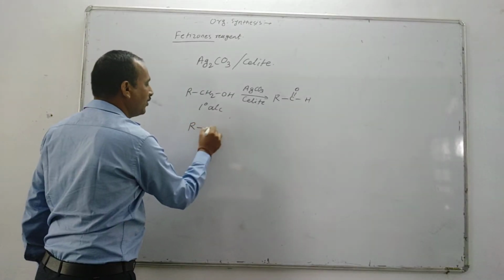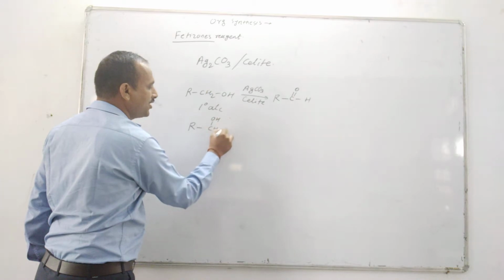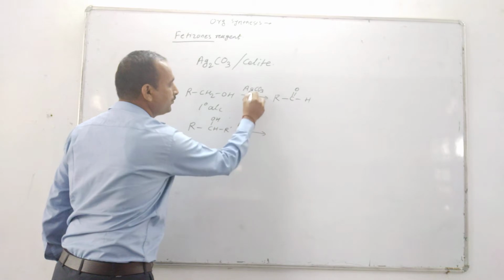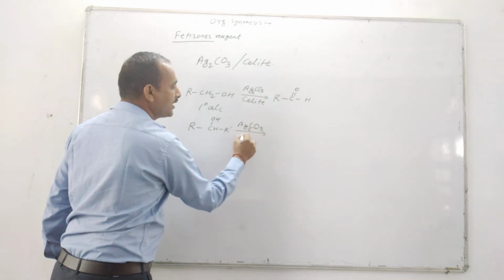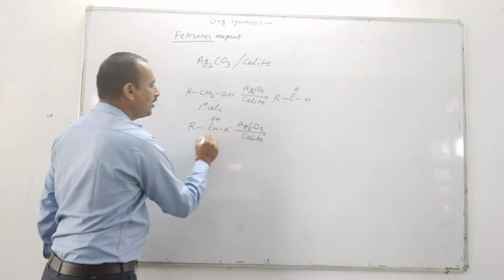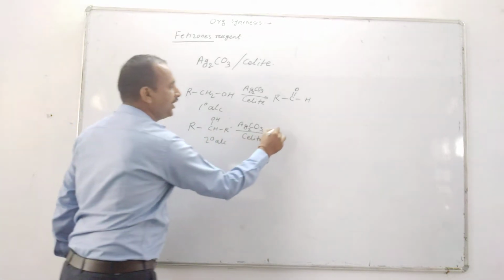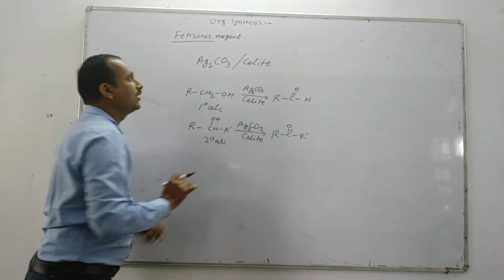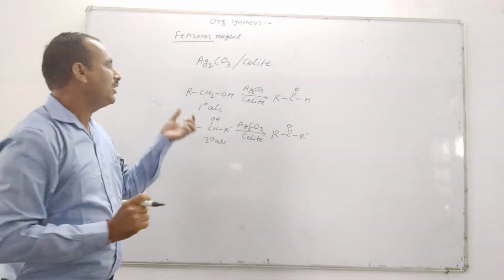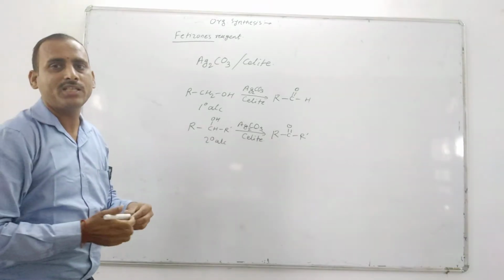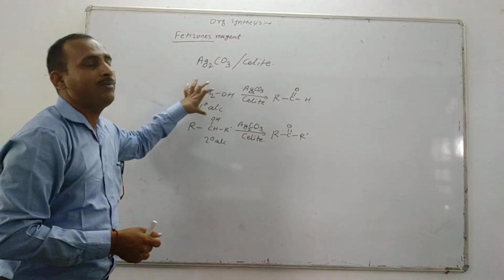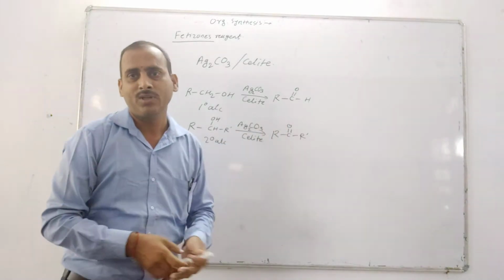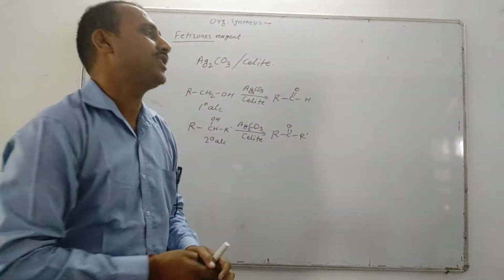Then secondary alcohol, R-CHOH-R', this secondary alcohol also with Ag2CO3 and celite is oxidized to ketone, RC=O R'. Now this Petitjohn's reagent is a mild oxidizing agent and it oxidizes primary alcohol to aldehyde and secondary alcohol to ketone. Now how is this Petitjohn's reagent prepared?